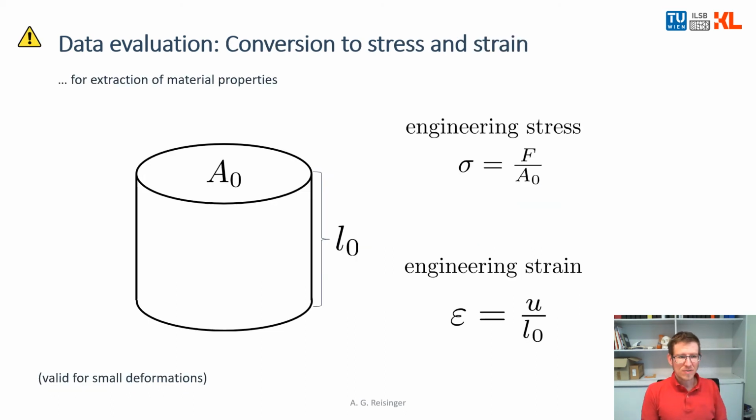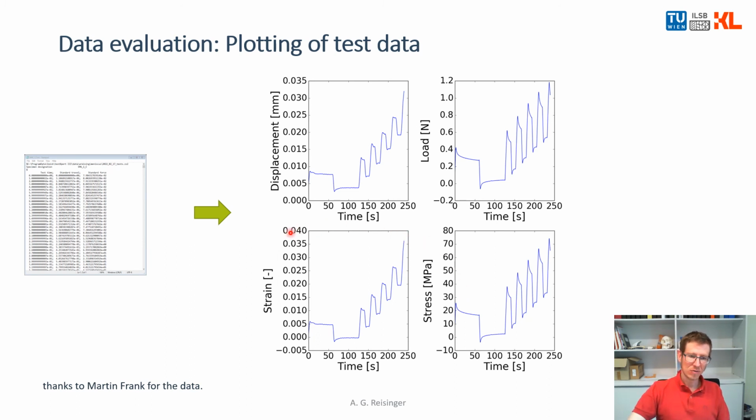If necessary for extracting material parameters, you can convert this force and displacement signal into stress and strain by dividing the measured force by some cross section and dividing the displacement by some initial length here. And then you get stress and strain. This is valid for small deformations as a disclaimer. These are the engineering stress and engineering strain measures. Yeah, and you get an additional set of plots. Now we have strain over time and stress over time. We are already in the material regime.